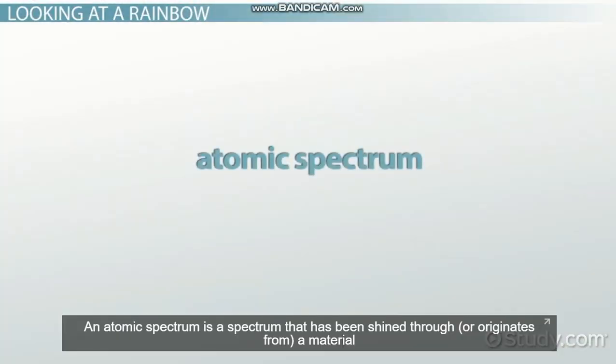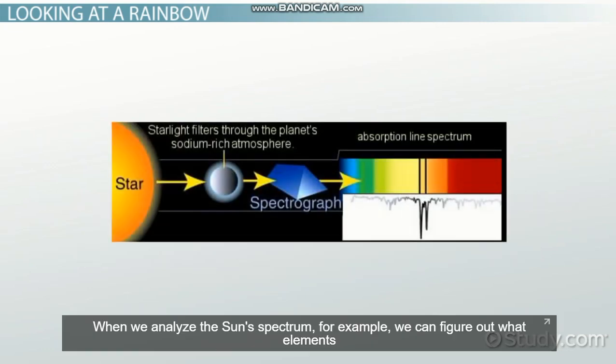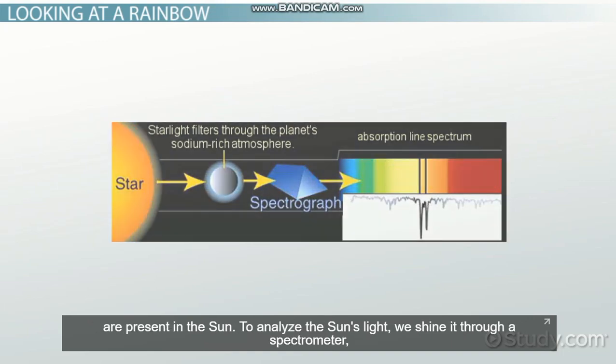An atomic spectrum is a spectrum that has been shined through or originates from a material, usually a gas, and contains patterns that are characteristic of the elements present in the material. When we analyze the sun's spectrum, for example, we can figure out what elements are present in the sun.